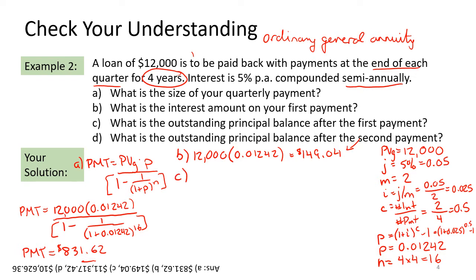So part C is asking, what is the outstanding principal balance after the first payment? So our first step was, again, figuring out how much we're paying off in principal, and that's equal to the payment, $831.62, minus the interest, $149.04. So that is equal to $682.58. So you can see, if you look at that ratio, you're only paying $150 in interest to $680 in principal. Okay? In the previous question, it was almost more like a 50-50 split.